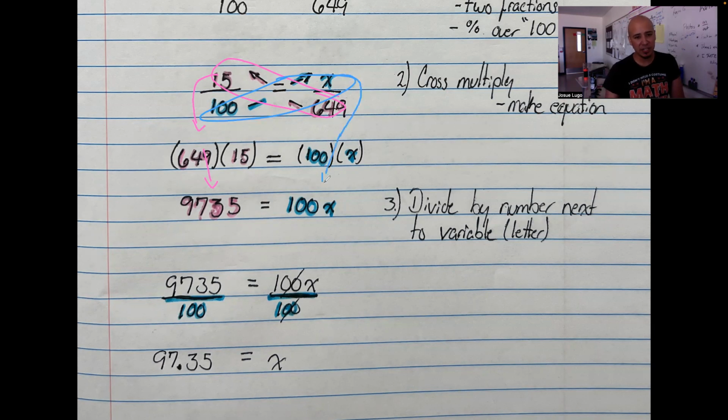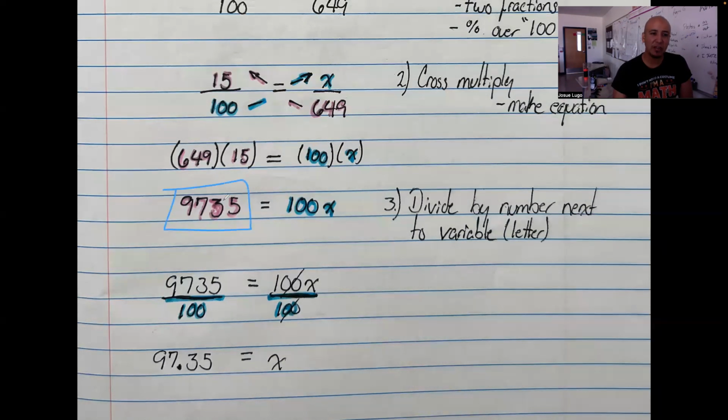And so I'm just going to leave that as 100x. All right, so I've done my second step. I have my cross products. That gives me 9,735 on one side. I have the equal sign still here, and then 100x on the other.